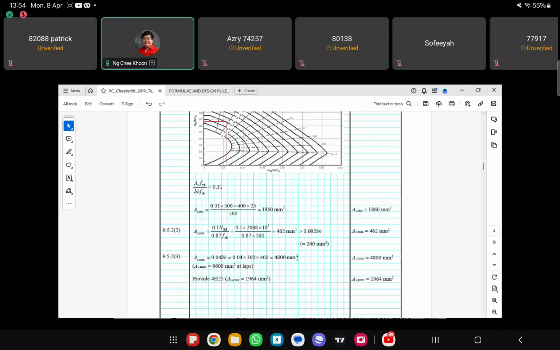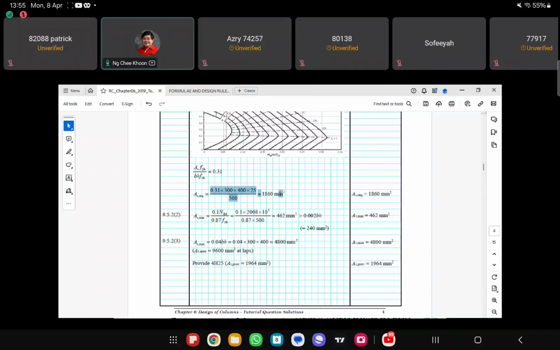And then the maximum is 4% of the cross-sectional area bh. So 4,800 square mm. And at lapping, it can be doubled, so 9,600 square mm. So the required area is between maximum and minimum. So we're able to provide steel area based on 1860.